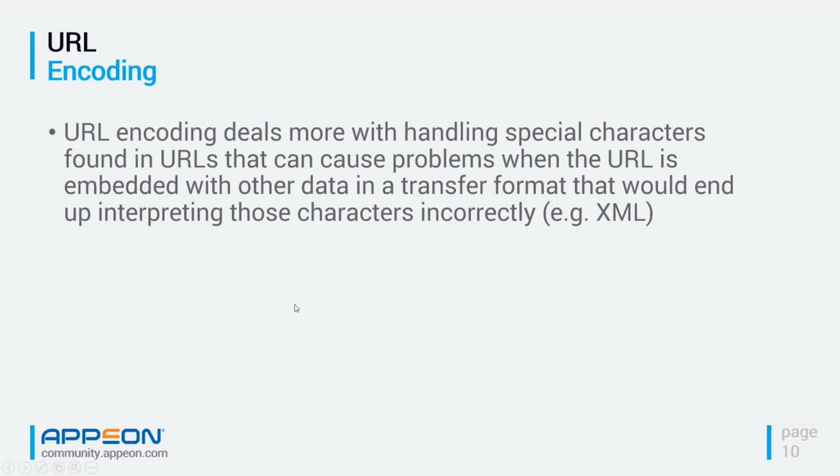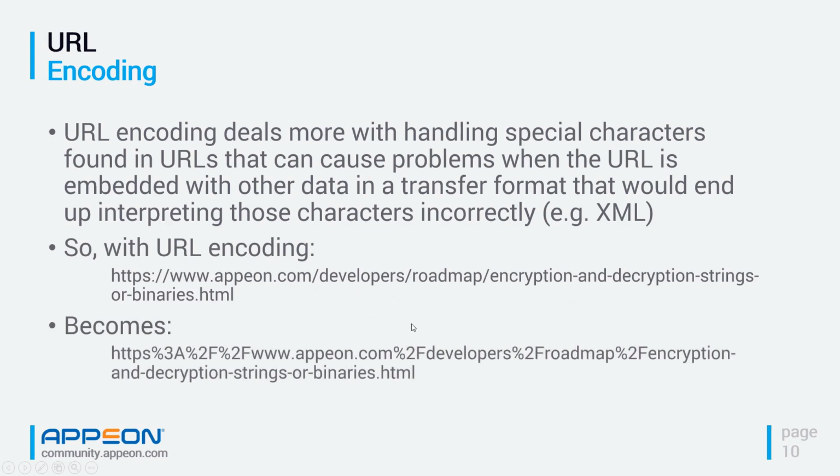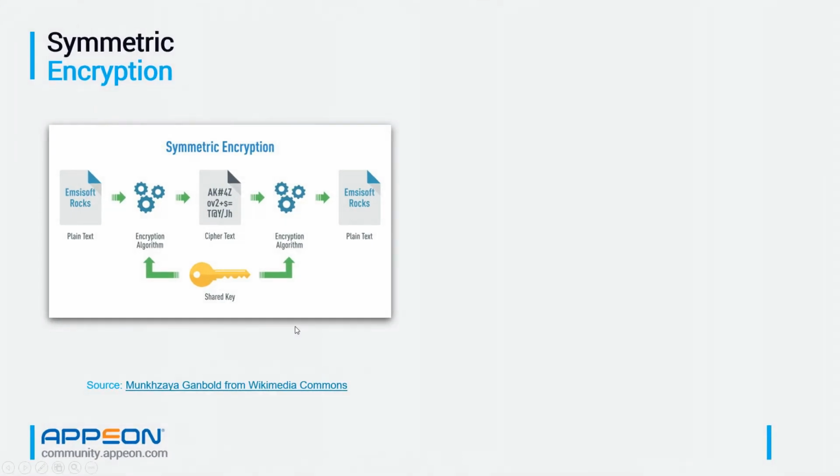And same with URL encoding. So if we have a string that looks like this, and these backslash characters could give us trouble, when we URL encode it, those backslash characters get converted to the percent character values. So %3a is the colon, %2f is a backslash. You can see all the backslashes have been replaced with %2f. So that's enough about encoding.